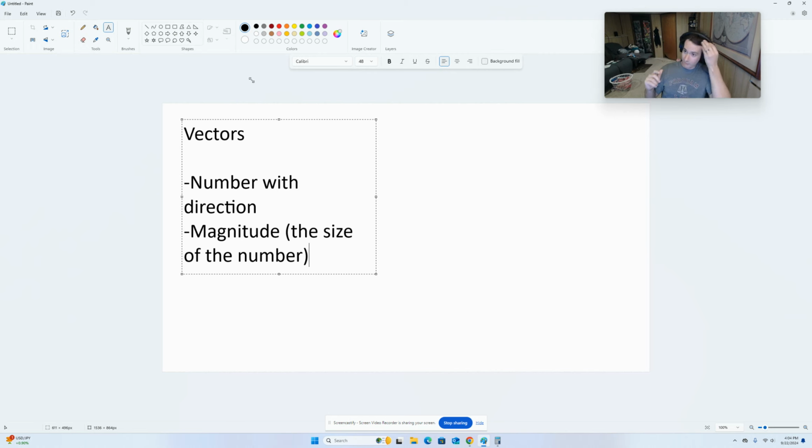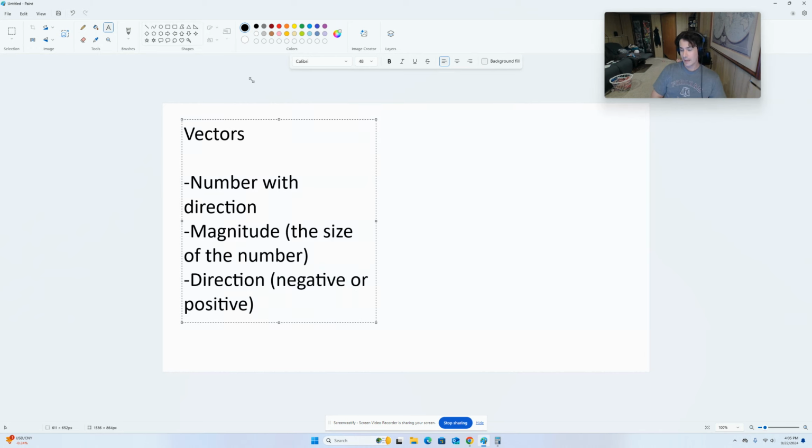So if I had 16 meters per second, the implication, if it's positive, is that I'm going to the right in a problem, or up. If I said negative 16, the magnitude is still 16. The absolute value of negative 16 is 16. But now I've put a negative, and that negative tells me the direction. And the direction is pretty much without exception whether it's negative or positive.